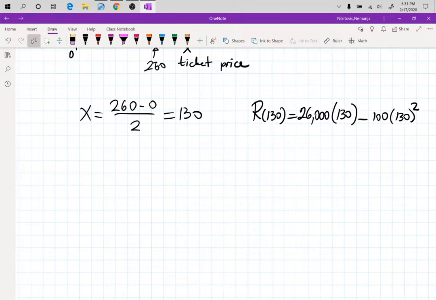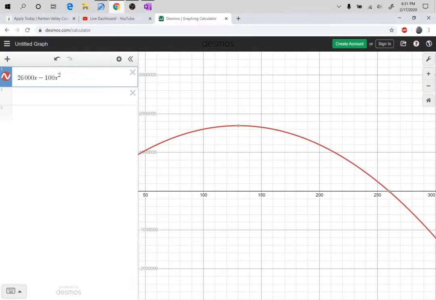So we're going to have 26,000 times 130 minus 100 times 130 squared to get $5,070,000. Now we should see that when we jump to the graph.